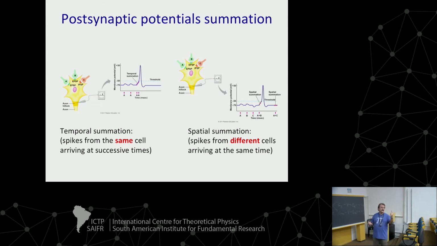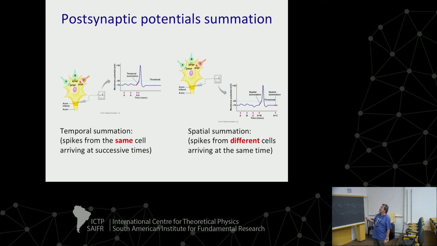A single excitatory postsynaptic potential cannot generate a spike, but a series of them can, because they propagate through the dendrites to the soma, and then they add up. So you have two types of summation, temporal summation and spatial summation. Temporal summation is when you have a sequence of postsynaptic potentials from different synapses, and they add up. And then if the temporal summation crosses threshold, you have a spike.